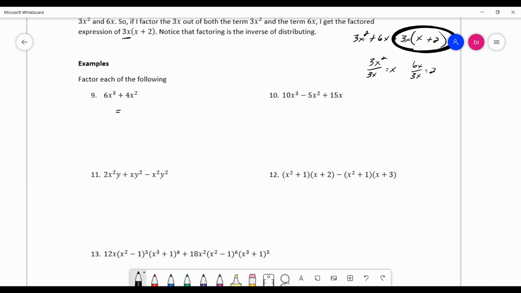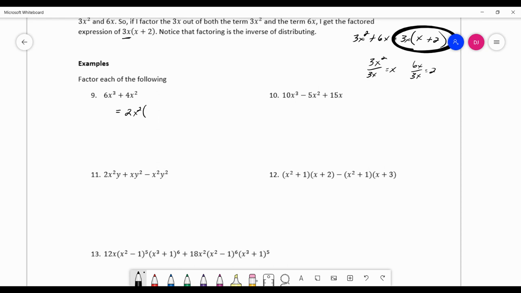squared. From the 6 and the 4, I can take a 2 out of each because 6 and 4 are each divisible by 2. And then from x cubed and x squared, I can factor out, I can divide out x squared, right? Expanding, what we are distributing is multiplying, factoring is dividing. I'm going to divide out.